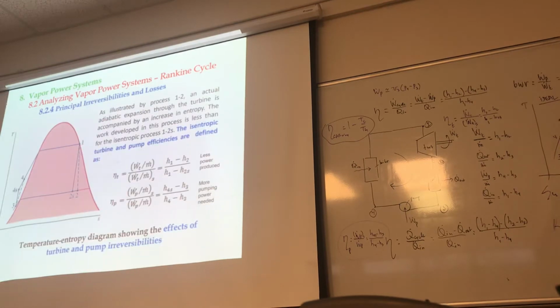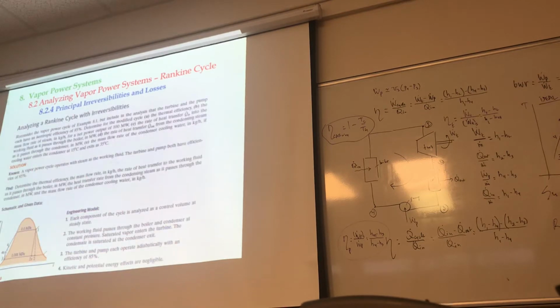And why are we going from 1 to 2? Because an irreversible process will always be accompanied with an increase in entropy, per the second law of thermodynamics. Okay, so this example was repeated exactly the same way as the previous example, just adding this part where you have to use the isentropic efficiency.